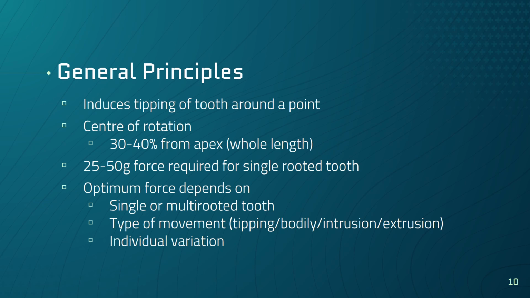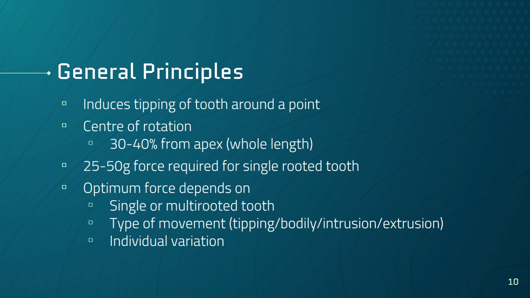How do removable appliances work? Removable appliances induce tipping of the teeth around a point, and this point is the center of rotation, and it lies about 30% to 40% from the apex when you consider the whole length of the tooth. The force required to move or tip a single-rooted tooth is about 25 to 50 grams of force.